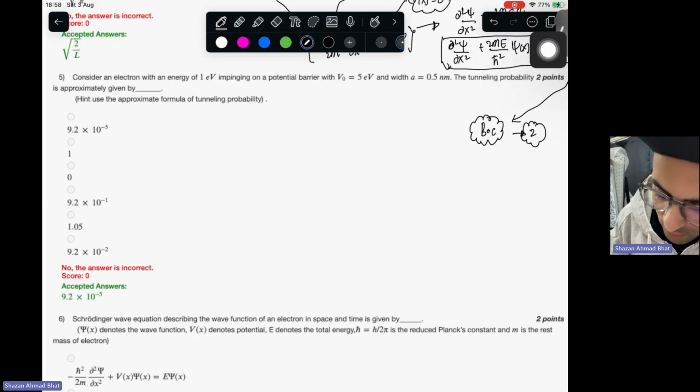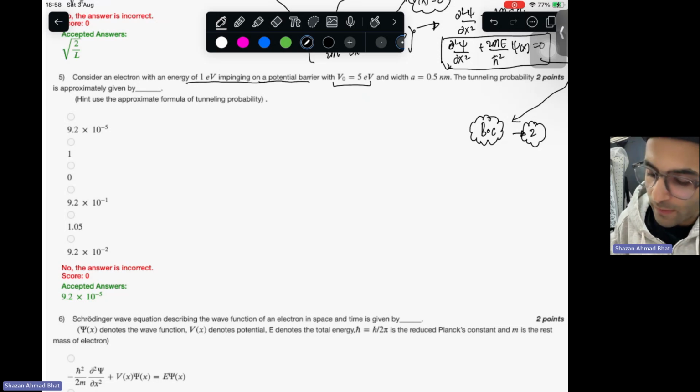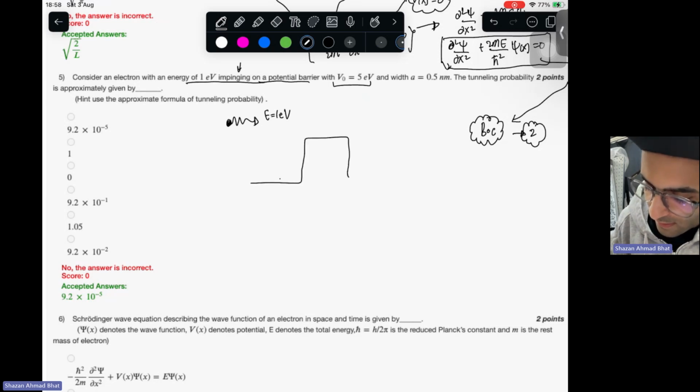Consider an electron with an energy of 1 electron volt impinging on a potential barrier with V naught equals 5 electron volt. First of all, we need to think about what this problem is saying. It's an electron moving with a certain energy equal to 1 electron volt, and it is impinging, meaning hitting, a potential barrier. There's a barrier like this where the electron is hitting, and this barrier is V naught equals 5 electron volt. And the width of this potential barrier is 0.5 nanometers.